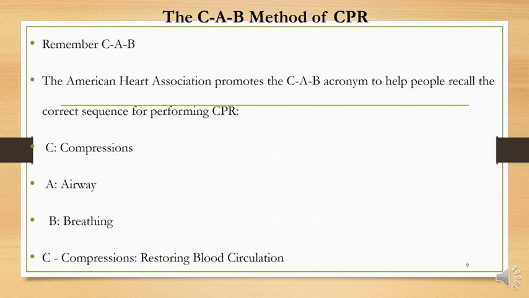The CAB method of CPR. Remember your CAB method of CPR when you're on the field. The American Heart Association promotes the CAB acronym to help people recall the correct sequence for performing CPR. C is compressions, A is airway, B is breathing. Then we also have another C, which is restoring blood circulation.